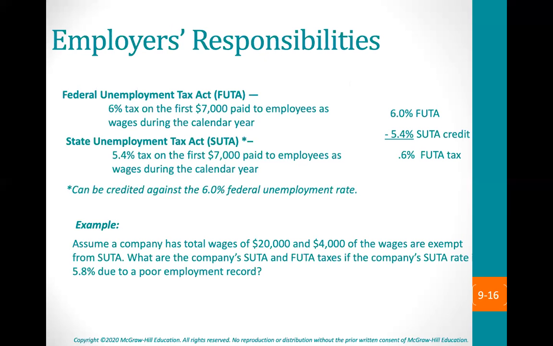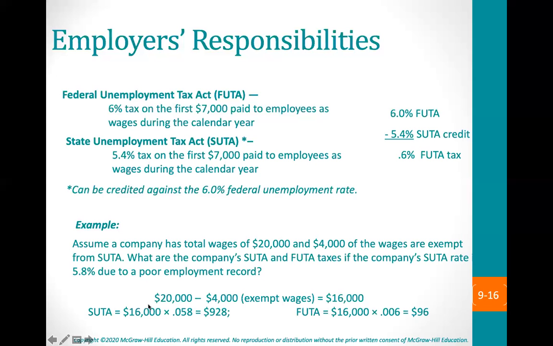So for example, assume a company has total wages of $20,000 and $4,000 of the wages are exempt from SUTA. What are the company's SUTA and FUTA taxes if the company's SUTA rate is 5.8% due to poor employment records? So this is telling you that wages for the period are $20,000, but $4,000 of those wages are exempt. You do not have to pay taxes on them. Those are wages that are paid to an employee who has already earned at least $7,000. So the wage base that we'll be calculating on is $16,000. $16,000 is how much we're going to pay FUTA and SUTA taxes on.